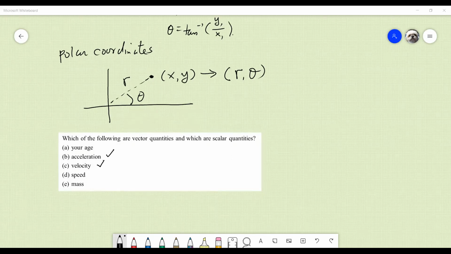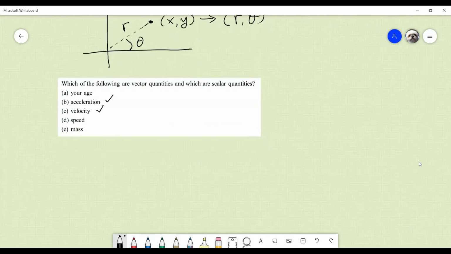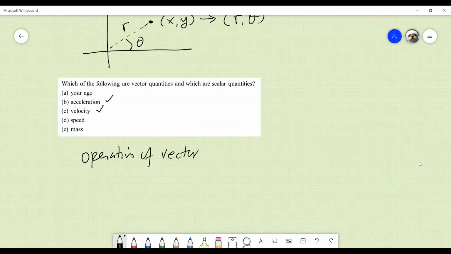Now we know the vector. The question is how we are going to operate on vectors. We call it operations of vectors. So what types of operations do we have for vectors? In general, we have addition and subtraction, and also multiplication.